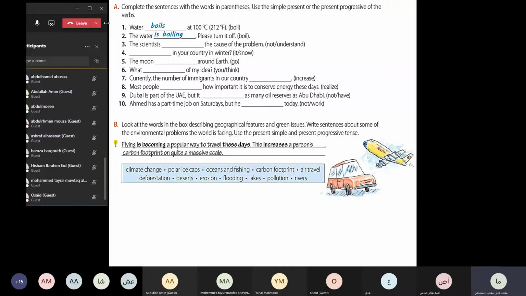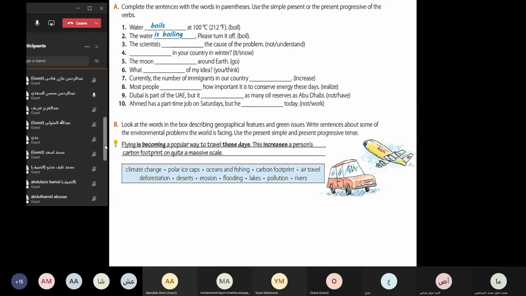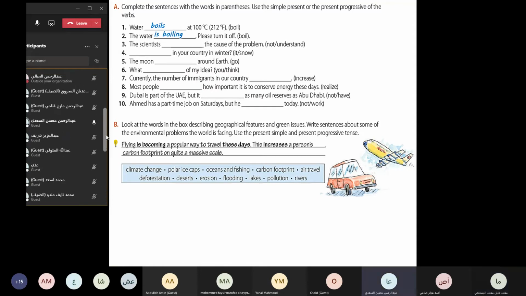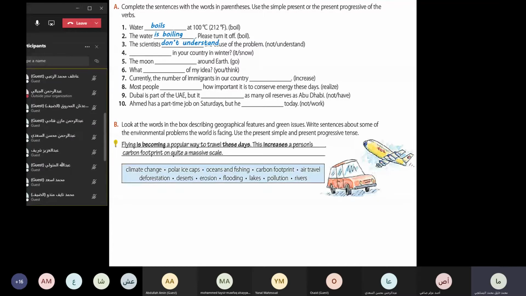Now what about the next? Who can try? Abdul Mu'in, are you here? Teacher, can I try? Yalla ya Muhammad. Okay. The scientists don't understand the cause of the problem. You realize that understand is what? A stative verb. This verb doesn't take the -ing form, so we have to use the simple present form. The scientists do not understand the cause of the problem. Good. Number 4, who can try?